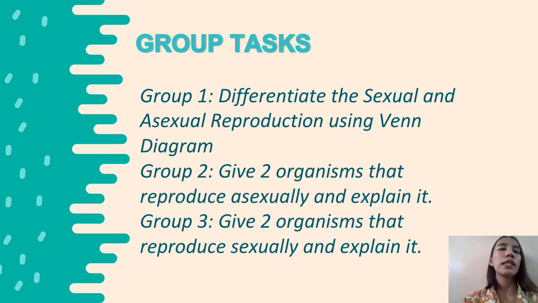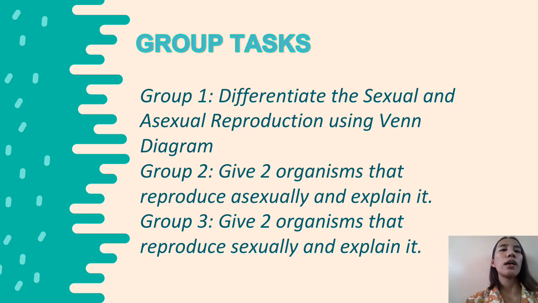Group 2, give two organisms that reproduce asexually and explain it. Group 3, give two organisms that reproduce sexually and explain it. So you need to explain how they reproduce. Okay? So you can work on it.